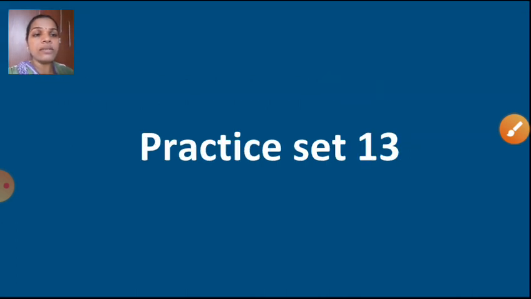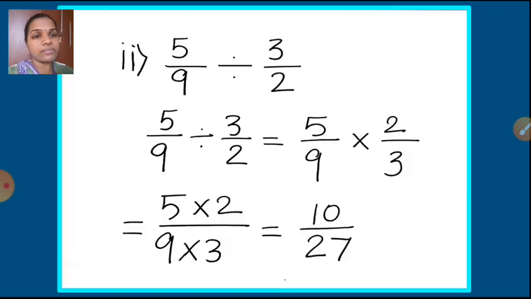So, practice set 13. This is the last exercise of this lesson. The first question was multiplicative inverses of the given numbers, which we solved in the last session. The second question is division, and there are 4 sums. The first sum we solved already, so from the second sum onwards we will do now. Are you ready children? Yes.